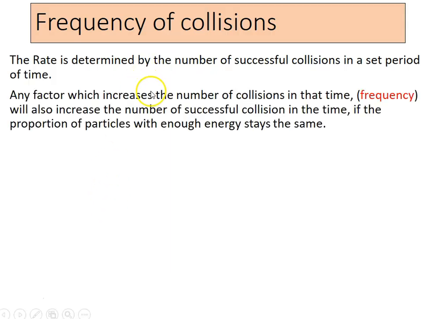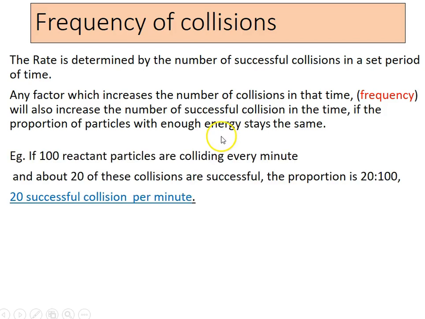The rate is determined by the number of successful collisions in a set period of time. Any factor which increases the number of collisions in that time, so the frequency, will also increase the number of successful collisions. So the more collisions that you have, the more likely that some of them will be successful. If the proportion stays the same, then if you have more, you'll have more overall. So it's probably good to do an example. If you've got 100 reactant particles colliding every minute, and about 20 of these collisions are successful, then the proportion is about 20 to 100. So about 20 successful collisions out of the 100 per minute.